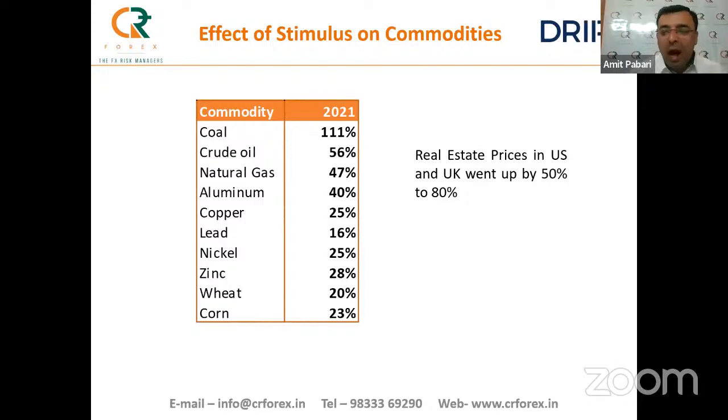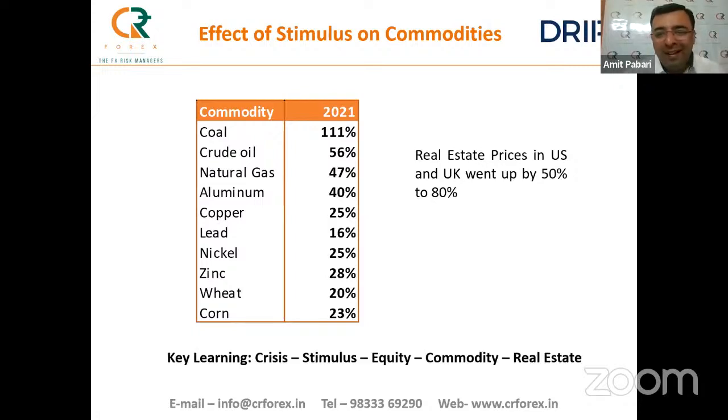Property prices across the globe have gone up. In the US and UK, in some places, property prices have gone up by 50 to 80%. With this event, what is the key learning? अगर next 10-12 साल में कभी भी कोई crisis आता है, and then the central bank pumps money, then the first place to invest is equity, then commodity, and then lastly real estate.